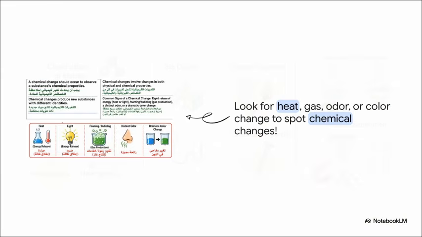Because chemical changes happen way down at the microscopic level, we need a sort of detective toolkit to spot them happening in the real world. Keep an eye out for these clues. If you mix two things together and suddenly there's a rapid release of heat or light, that's a major clue. If it starts foaming or bubbling to release a gas, or you notice a distinct new smell or a dramatic, unexpected color shift, yeah, you're almost certainly watching a chemical change happen. You're watching a brand new substance being born.